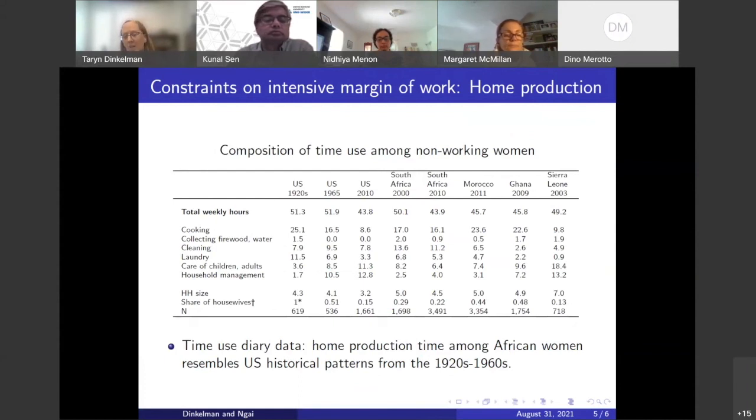And the lion's share of time that they are spending in that home production is still in cooking, cleaning, and laundry. And so we have a discussion in the paper about some of the key issues that might prevent movement of time from home into market work in these African settings, where households may not have the access to the same kind of infrastructure that households in richer countries have had as early as the 1960s.